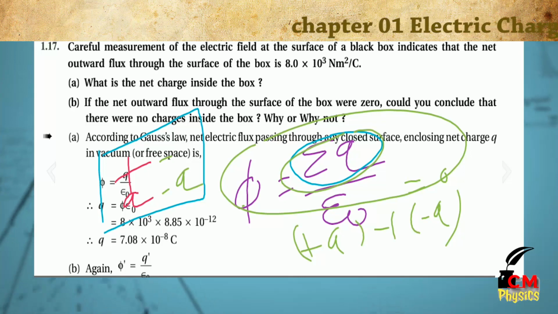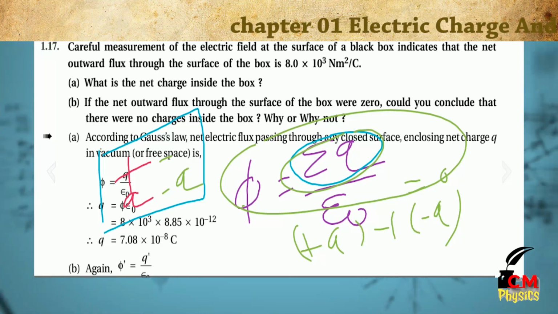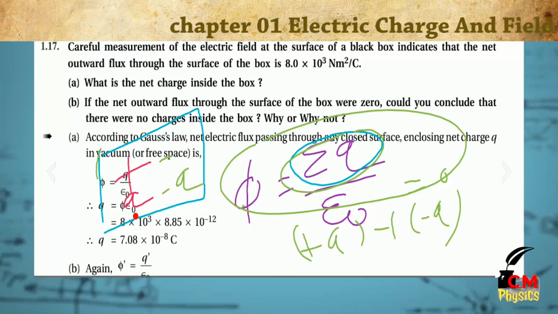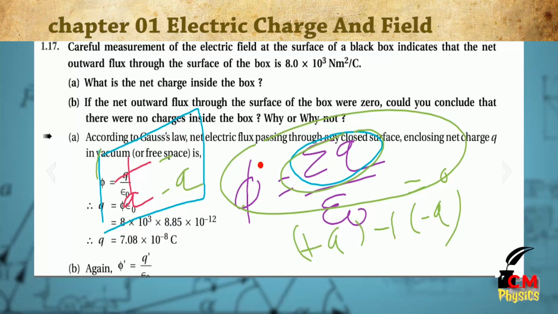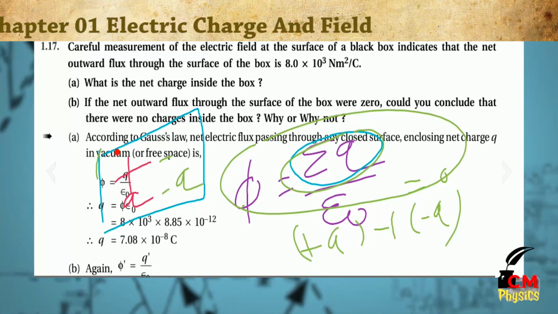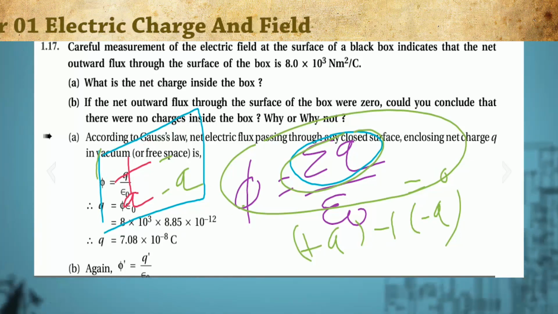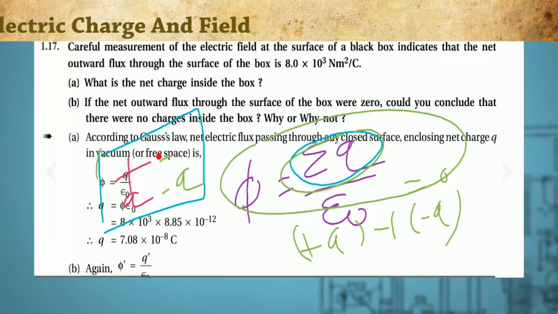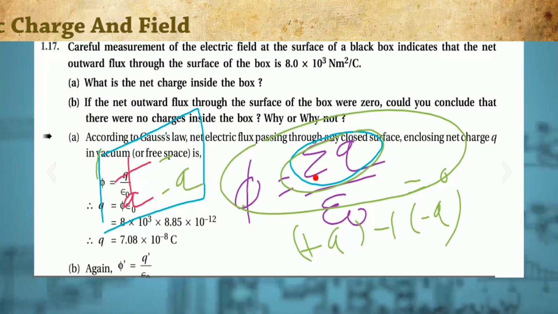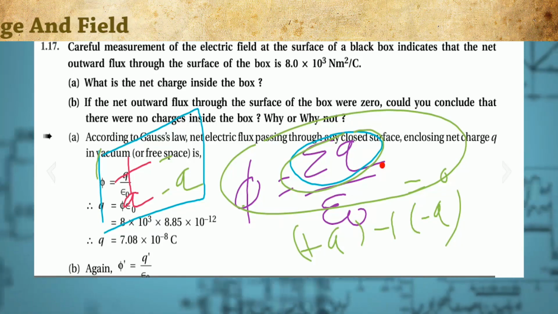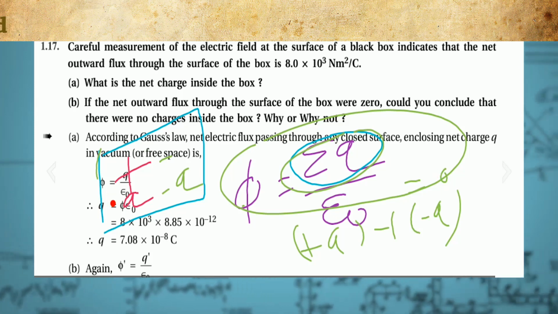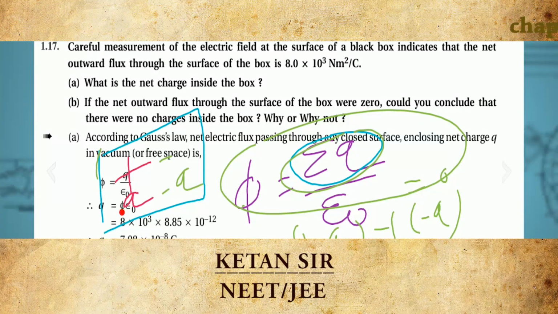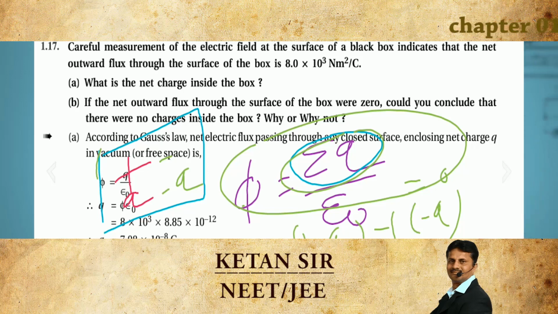Means charge is there within a Gaussian surface but flux is zero. It means it is not necessary that if flux is zero there is no charge. Yes, charge is there, one is positive, equal charge but opposite nature, so the net charge will be zero. If net charge within a Gaussian surface is zero, then flux becomes zero.